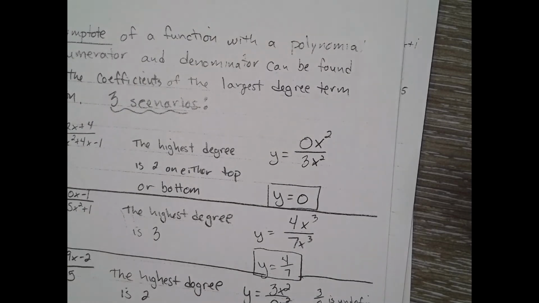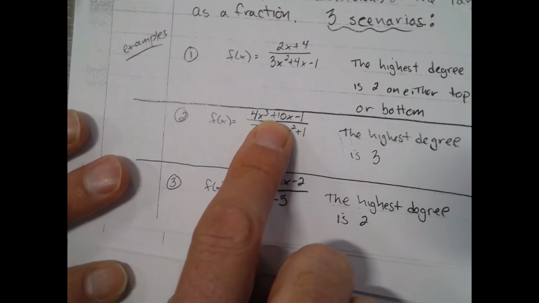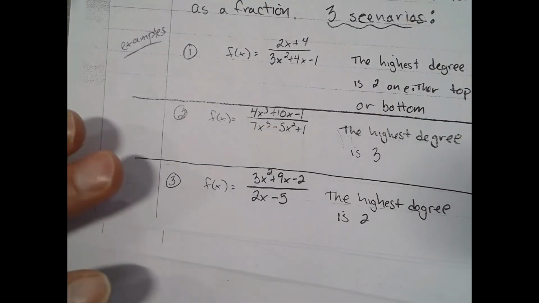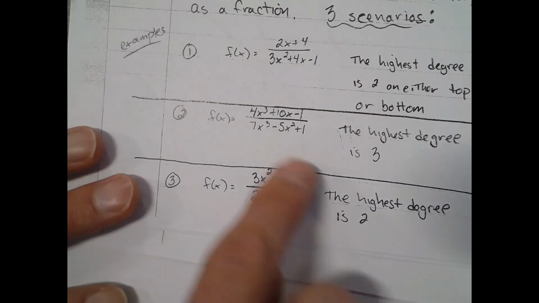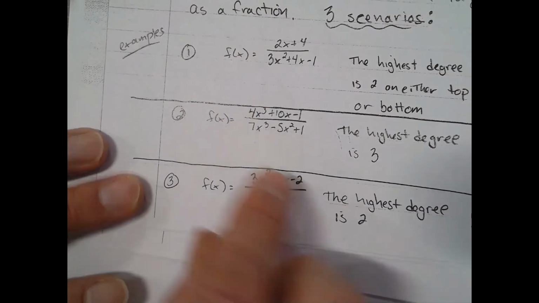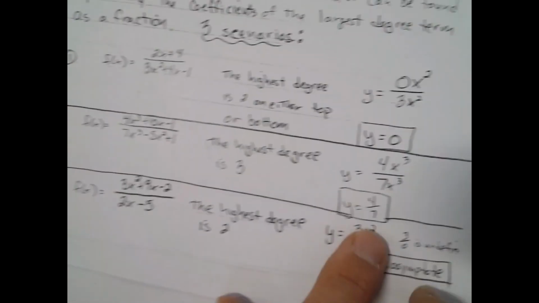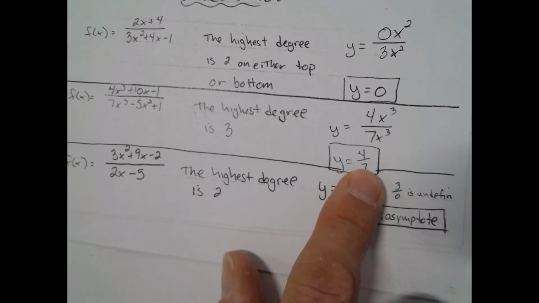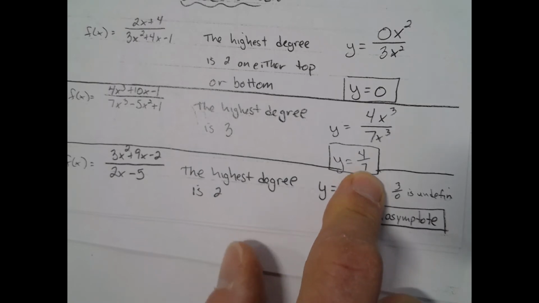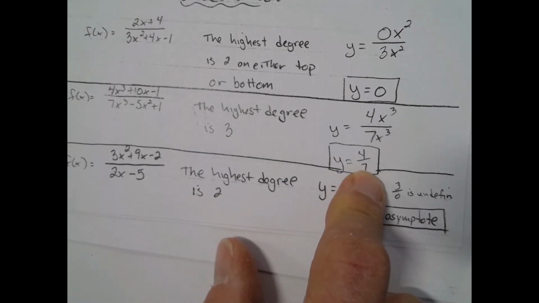All right. If you have the same degree on top and bottom, say x cubed is the highest degree term, and there's 4 of them on top and 7 of them on bottom, then your horizontal asymptote is y equals 4/7. That's what the graph is going to converge to as x gets really, really big, as it goes to infinity.